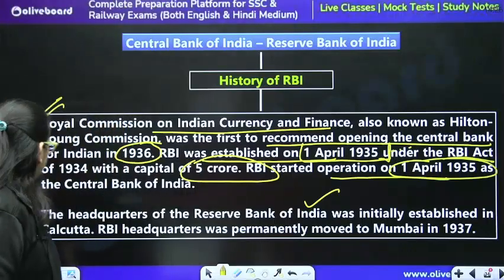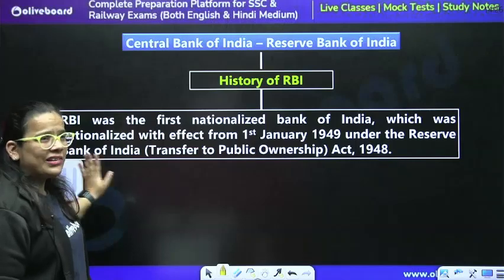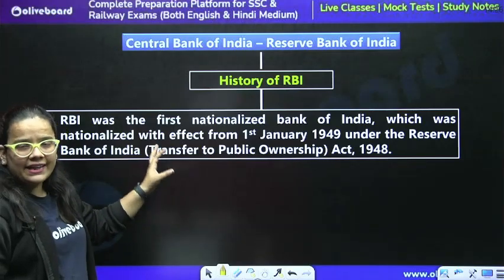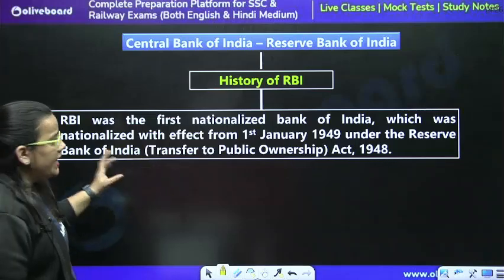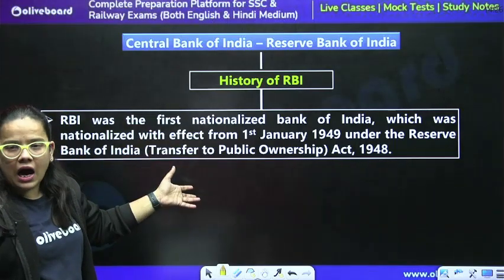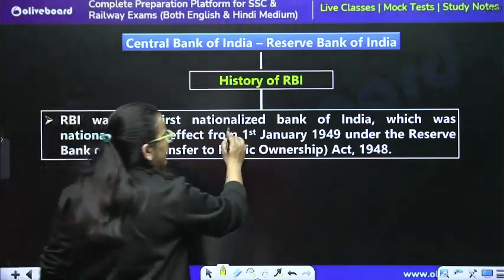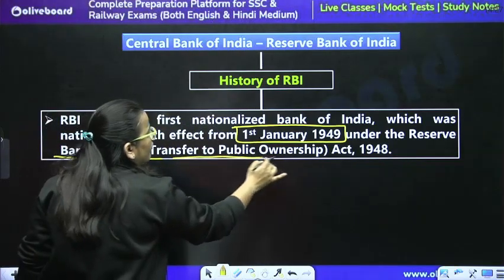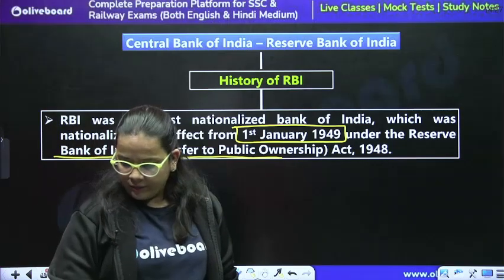Okay, now the history of RBI. The RBI was established in 1935 under the RBI Act 1934 as again a private entity. In 1949 we nationalized the Reserve Bank of India on 1st January 1949 under the Reserve Bank of India transfer to public ownership Act 1948. Clear, everyone?